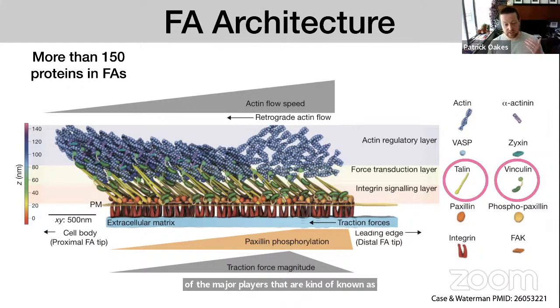And so talin is one of the early proteins that gets recruited to help cluster initial integrins. And vinculin is one of the adapter proteins that binds to both talin and actin and kind of acts as a bridge or a scaffold between a lot of these other structures.